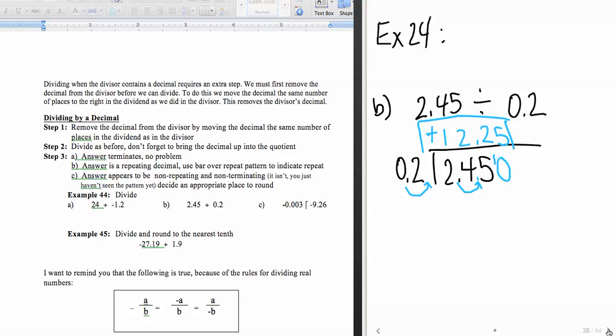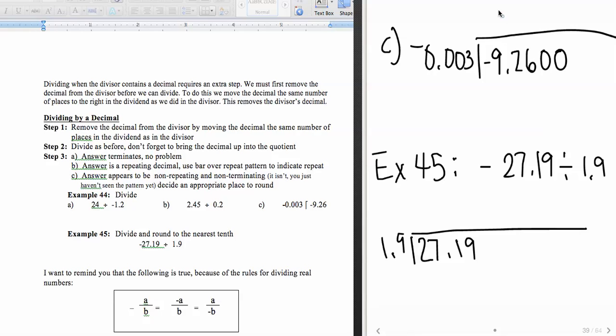Our next problem, we have a negative divided by a negative, which is of course a positive, and this one we have 1, 2, 3 places to move that decimal. You notice I've added extra zeros in here, and the decimal will be right there in the divisor, and therefore right there in the quotient. So now we're just dividing by 3.